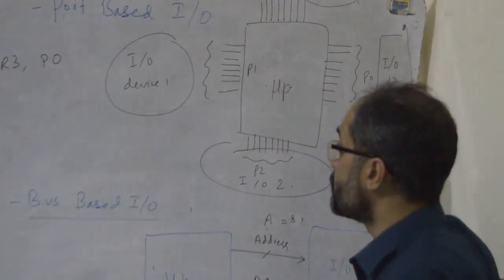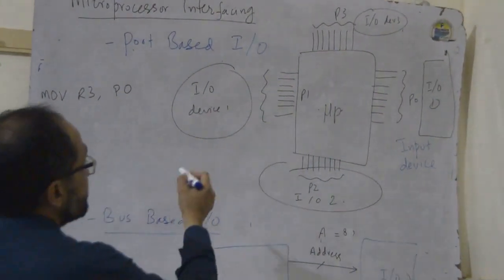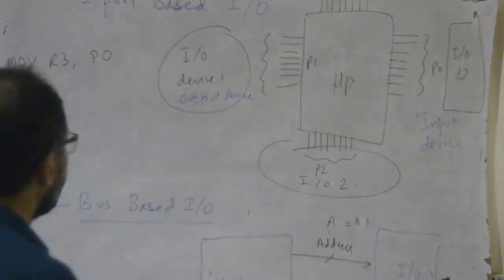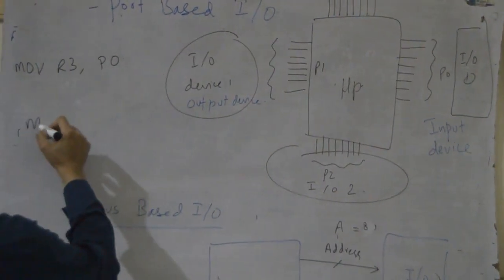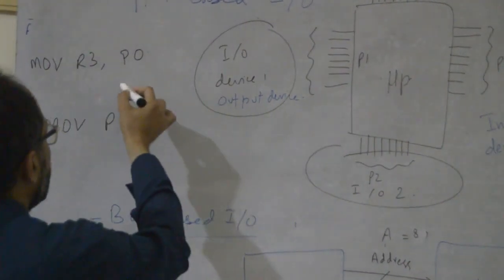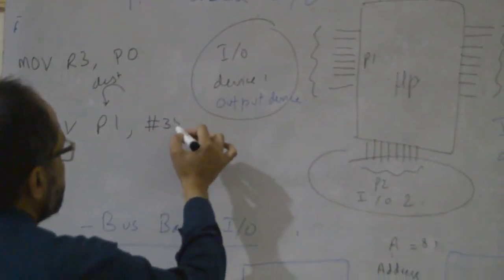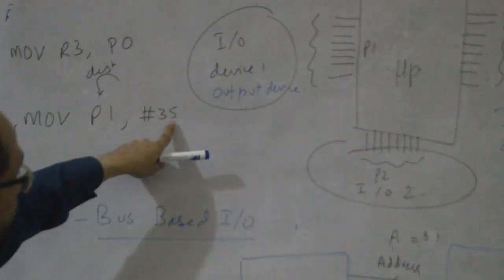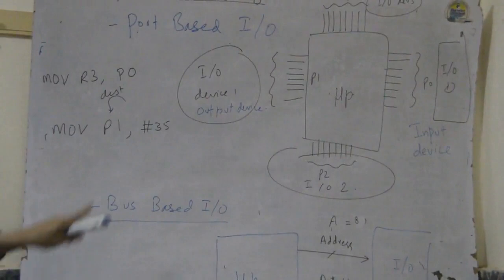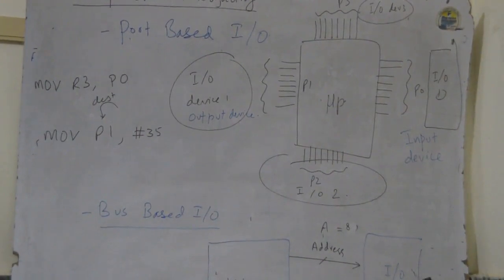So the data from this device will be moved into register R3. Let's assume this I/O device is an output device, and the assembly for this will be like this: move, because it is an output device. So we have to move P1, port 1 is the destination, and P5. So we are moving a constant value of $3.5 into the device P1, and this device is an output device.